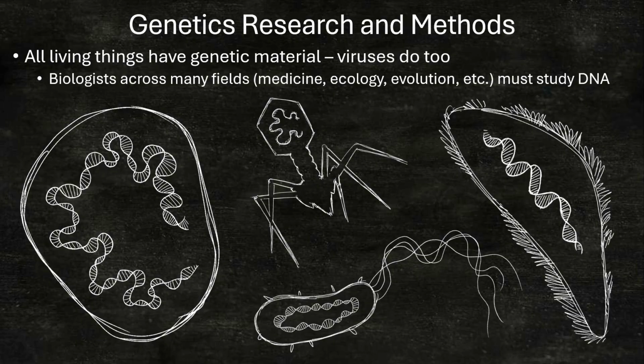All living things and some non-living things like viruses have some kind of genetic material, DNA or RNA. And biologists across a variety of fields, including medicine, ecology, evolution, and more, have to study that genetic material in order to better understand that organism.